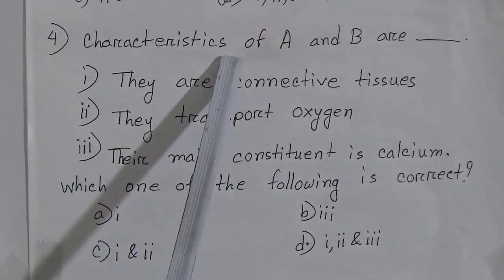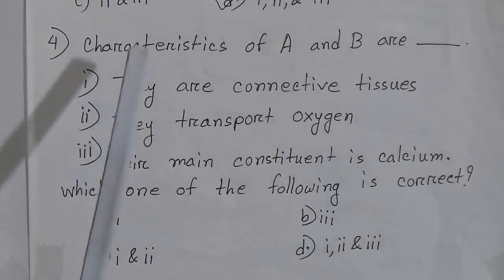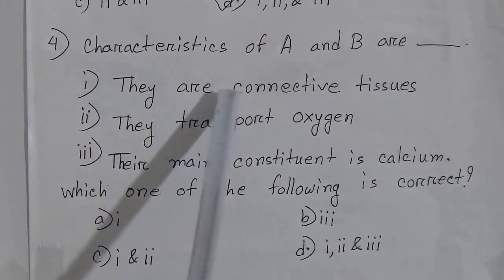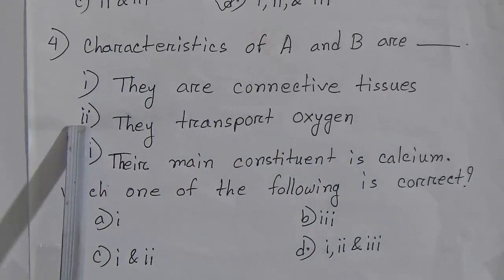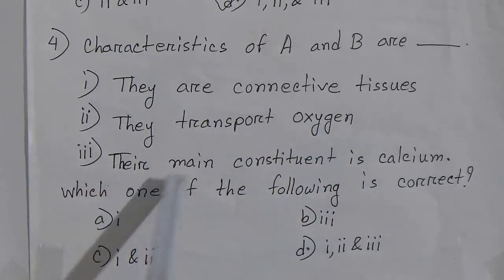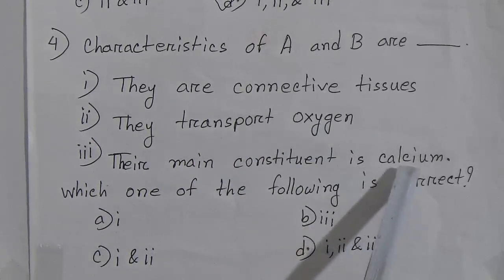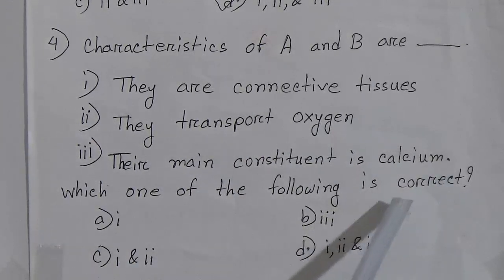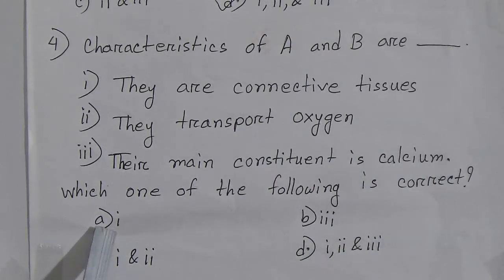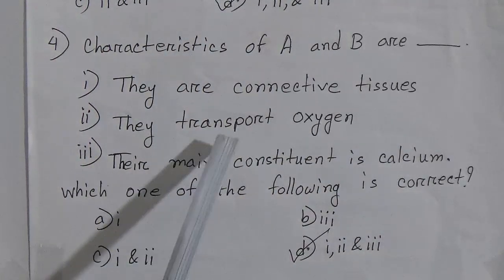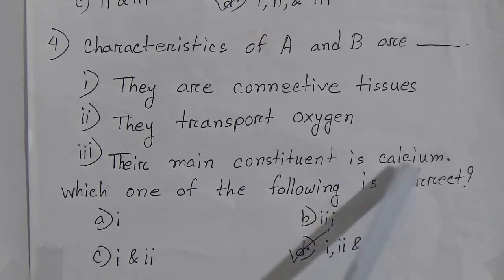4 number is, characteristics of A and B are, 1 number option is they are connective tissue, 2 number they transport oxygen, 3 number their main constituent is calcium. Which one of the following is correct? A number option is 1, B number option is 3, C number option is 1 and 3, or 1 and 2, and D number is 1, 2 and 3. The answer is D. That means they are connective tissue, they transport oxygen, their main constituent is calcium.